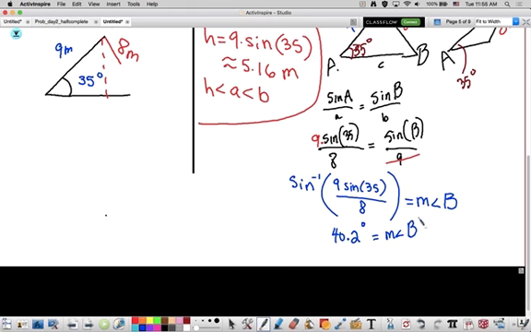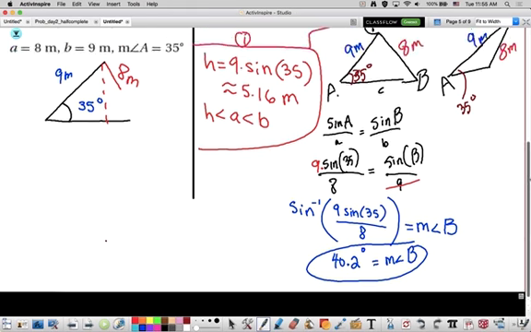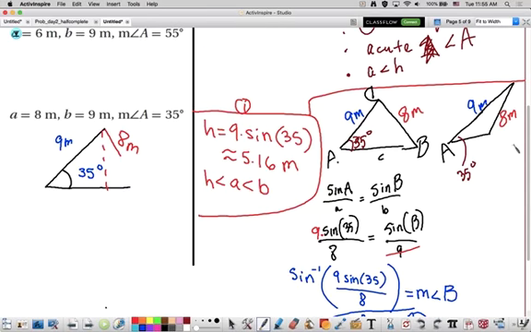Now, what were you saying there, Karsten? I was just wondering, so you do the sine inverse to get rid of the sine in front of B, right? Yes. So that you get rid of our sine to isolate B. Okay. Yep. Just making sure. Good question.